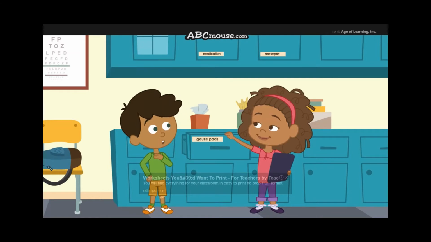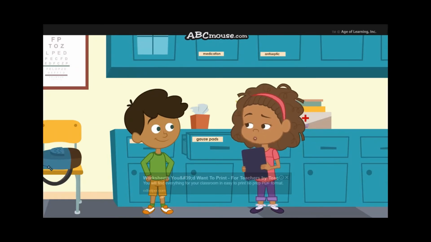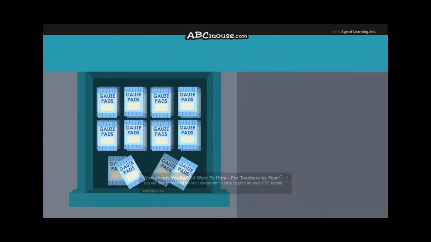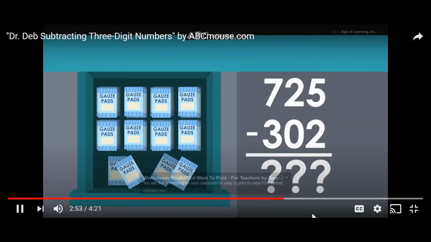Okay, but I know a different strategy. It's called the grid method. Oh, I know that one too. Here, you can use this. The nurse started with 725 gauze pads, and she used 302. So, if we subtract 302 from 725, we'll know how many are in the drawer.